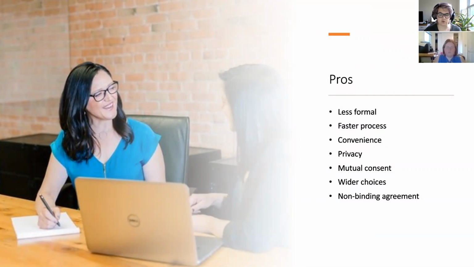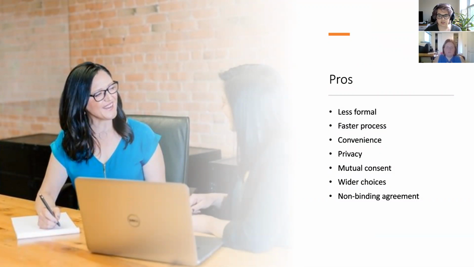There's also wider choices, not just in the location and the dates, but also in who is helping to make these decisions. In the court system, you don't really get to choose who your judge is, and you don't really get to choose who your jury is going to be. But in arbitration, you get to choose who that arbiter or panel of arbitrators are going to be.